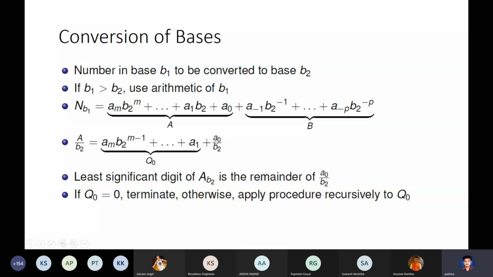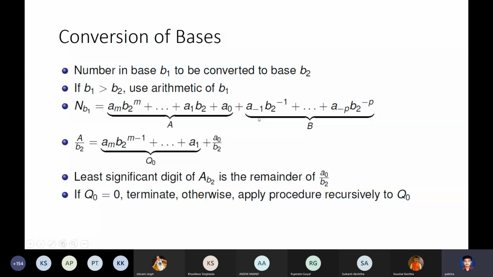For the fractional part, you do the reverse. So it is B2 to the power minus 1. So you multiply a_minus_1 by B2. So this becomes B2 into B2 to the power minus 1, which gives you a_minus_1, so you get the digit, and you get a remaining fractional part. And you keep recursively doing it till this fractional part becomes 0.